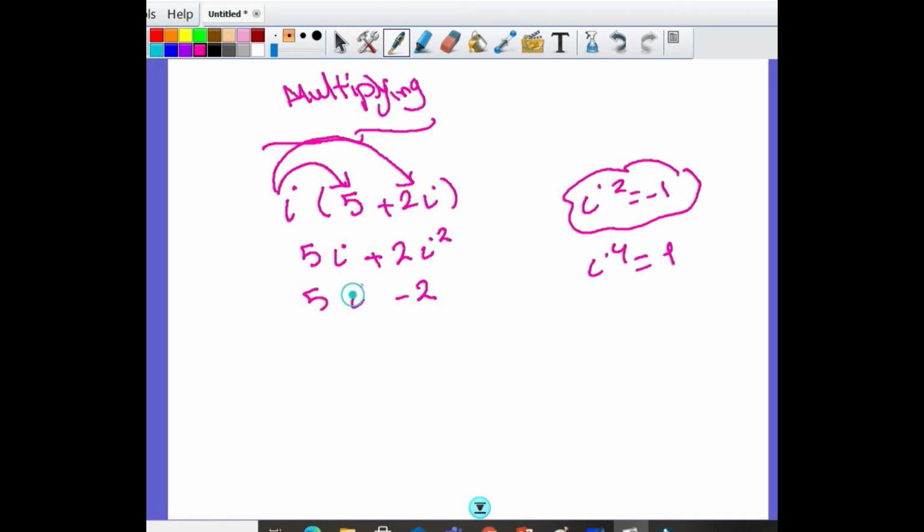يبقى 5i minus 2. طب ده اسمه ايه؟ طالما عندي real وعندي imaginary number ده اسمه complex number. ده اسمه ايه؟ complex number.